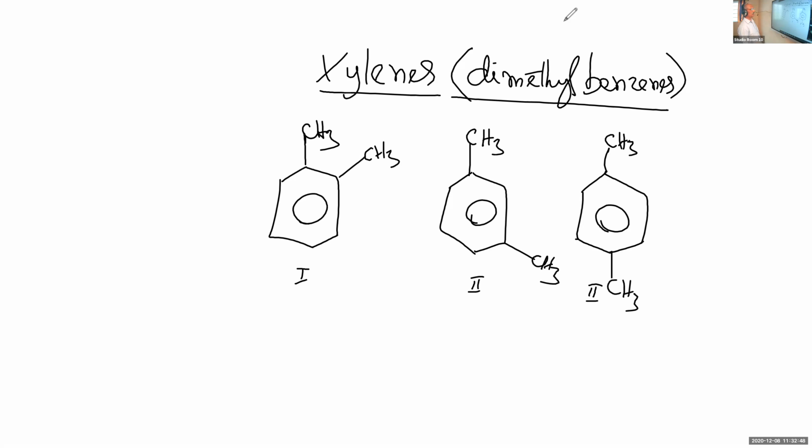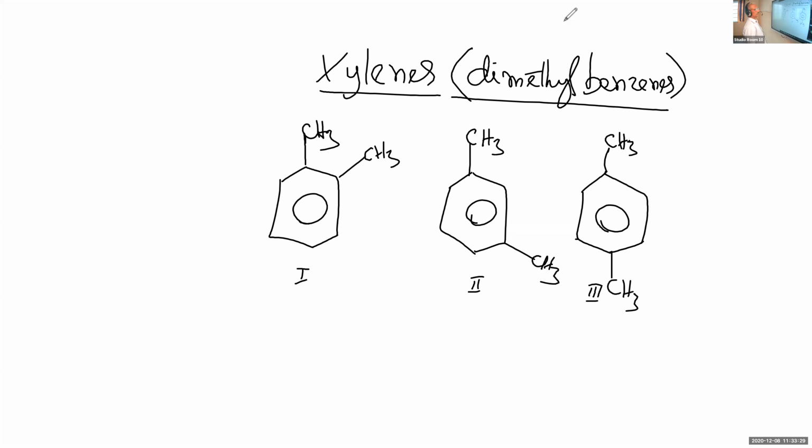Three isomers are possible for xylene. Xylene is dimethylbenzene, and there are three isomers. In the first isomer, the methyl groups are adjacent to each other. But in the second, the methyl groups are at alternate positions. And in the third one, the methyl groups are at the opposite positions. And how to name this?